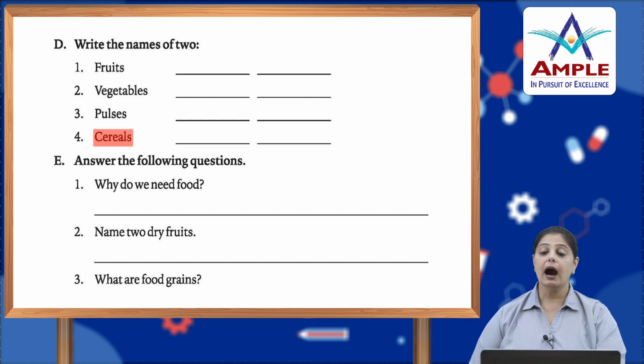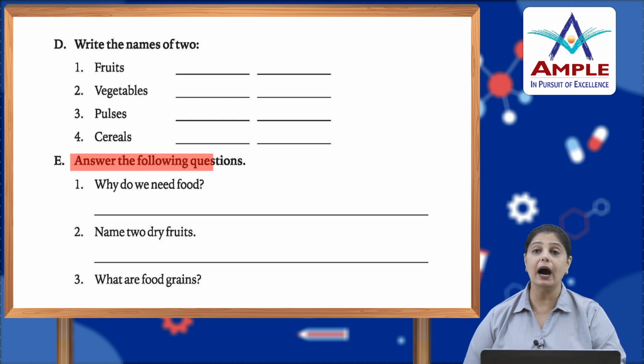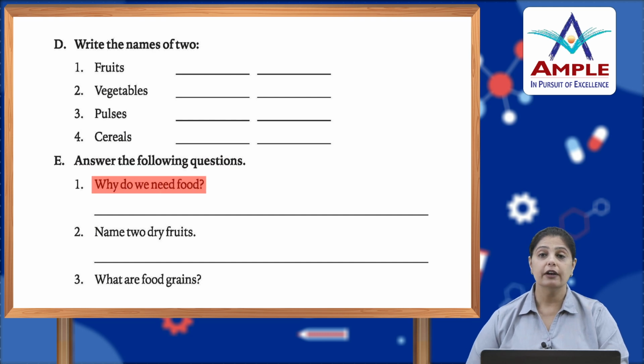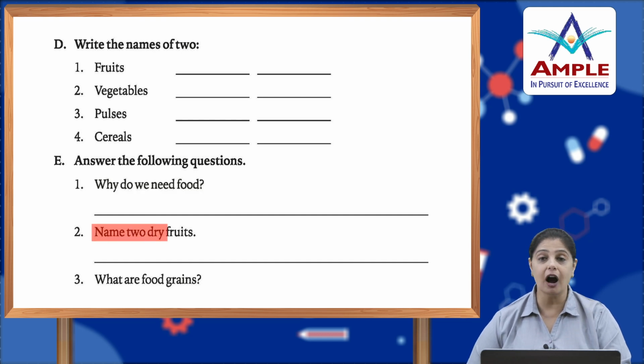Okay, now answer the following questions. Why do we need food? We need food to survive. We need food to grow. Okay, to be healthy, fit, active, strong. Okay, now name 2 dry fruits: almonds and cashew nuts.